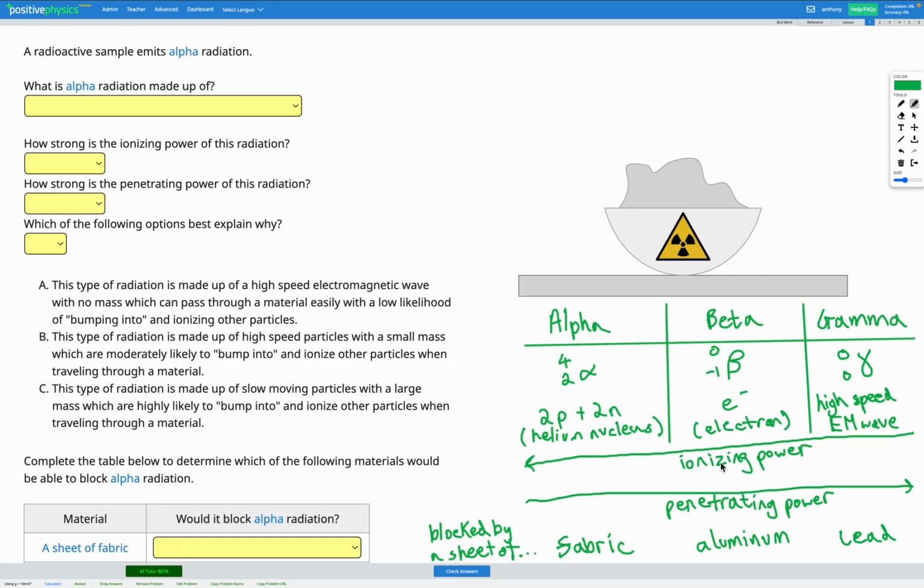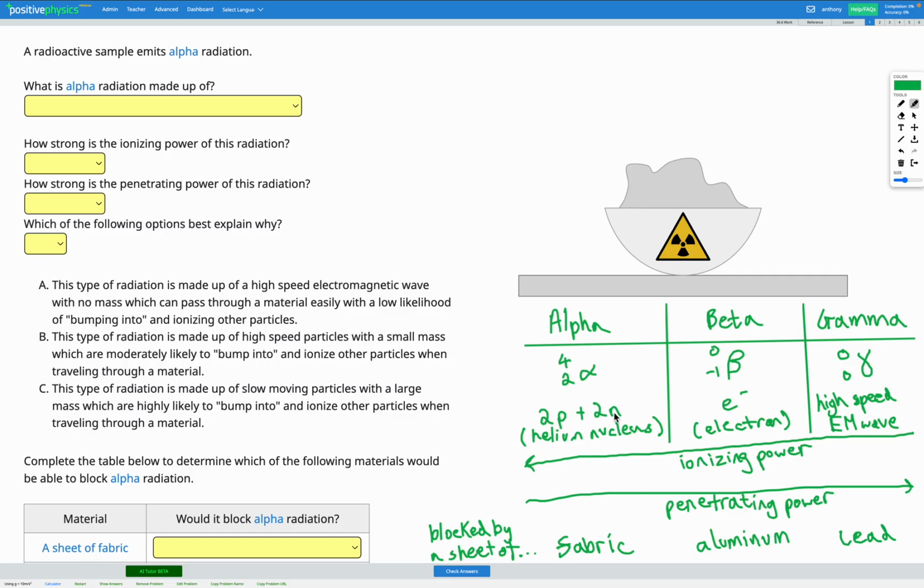So ionizing power, that's the idea of if this thing hits into something, is it going to knock off an electron and cause it to turn into an ion? So an alpha particle is a really big particle with 2 protons and 2 neutrons. So if it hits an atom, it's highly likely to knock off an electron to cause it to turn into an ion or to ionize it, because it's going to be really easy for it to bump into other atoms when it's so big.